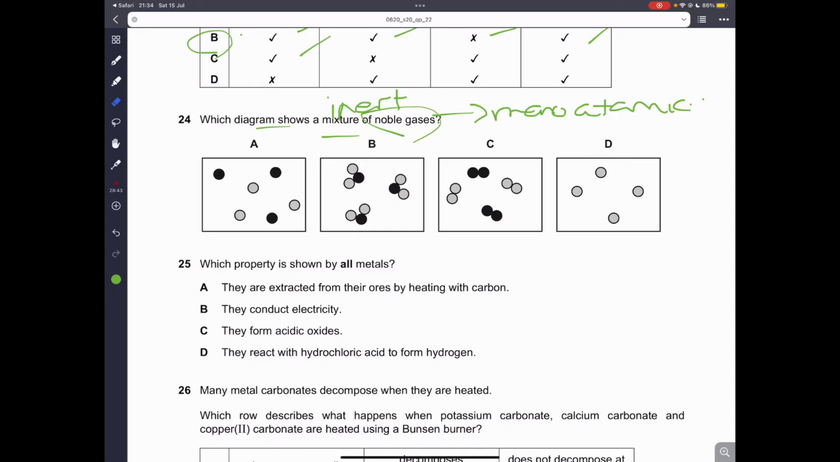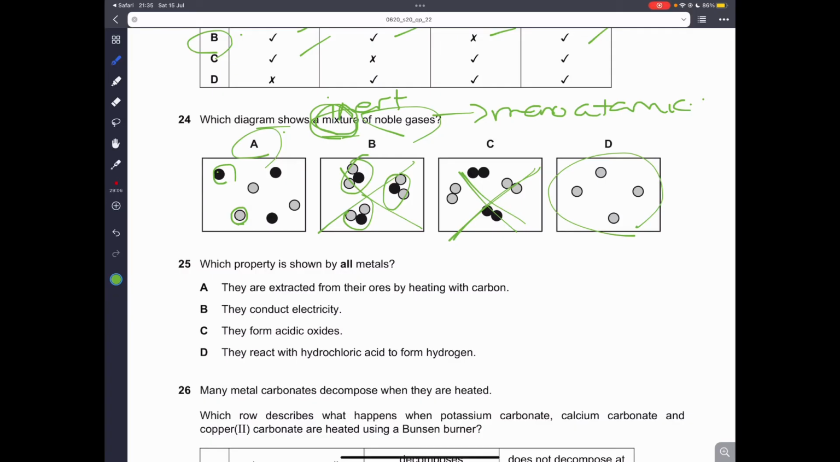I'm sorry, A is definitely a possibility because it says a mixture. The shaded one is different from the lightly shaded one. So A is the correct answer. B cannot be because there is some type of covalent bonding going on. C is also covalent bonding, and D is just one type of noble gas, but it says a mixture. Therefore, A is the correct answer.